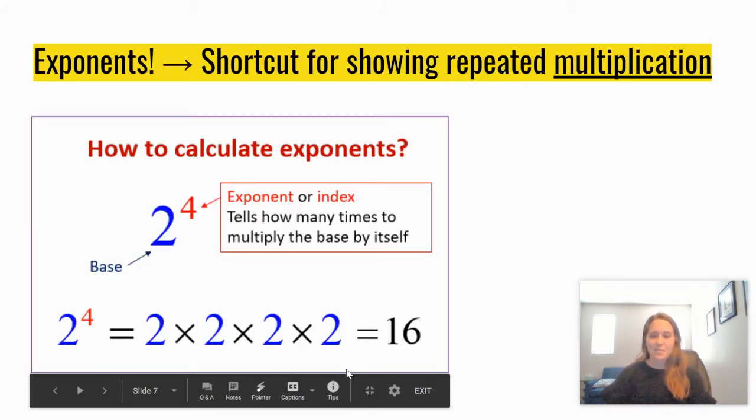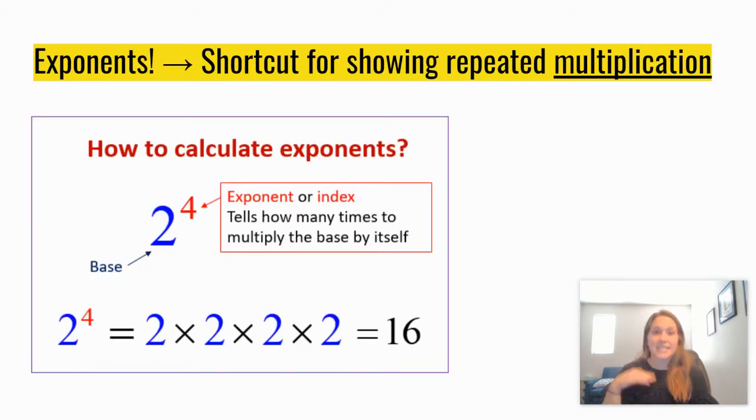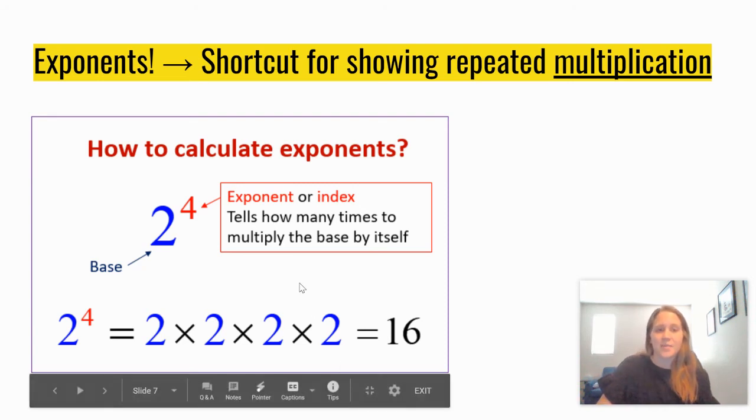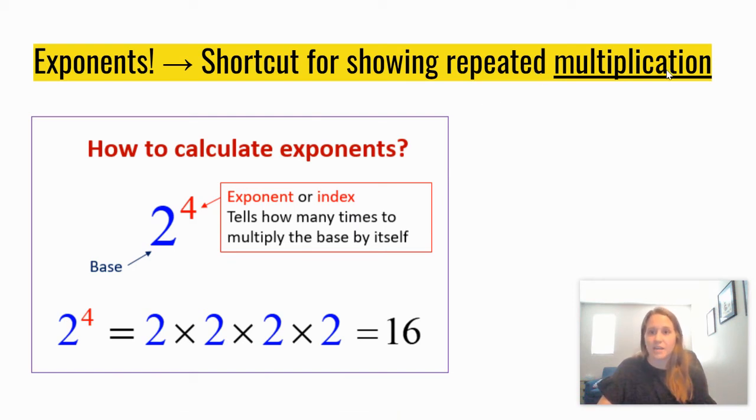All right, the second part of our objective today, besides identifying parts of an expression and using the correct terms for them, is exponents. You've already learned about exponents, sixth graders, but I just want to remind you that exponents are a shortcut for showing repeated multiplication. Repeated?